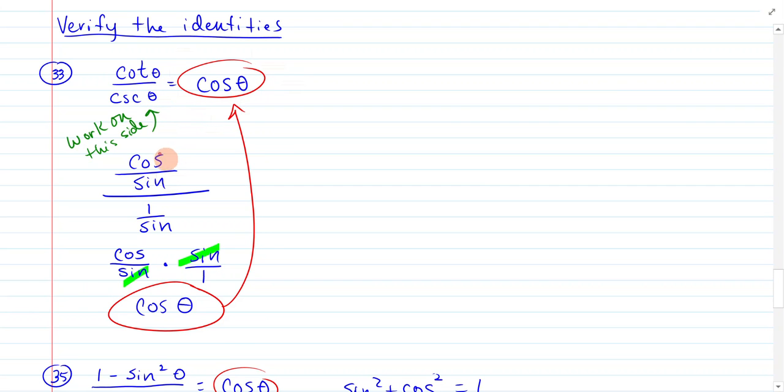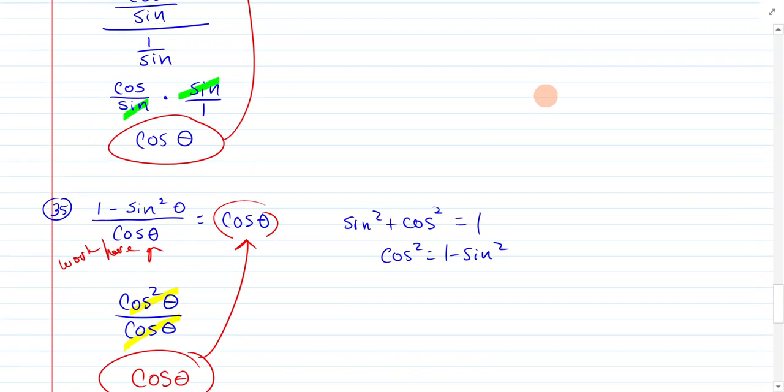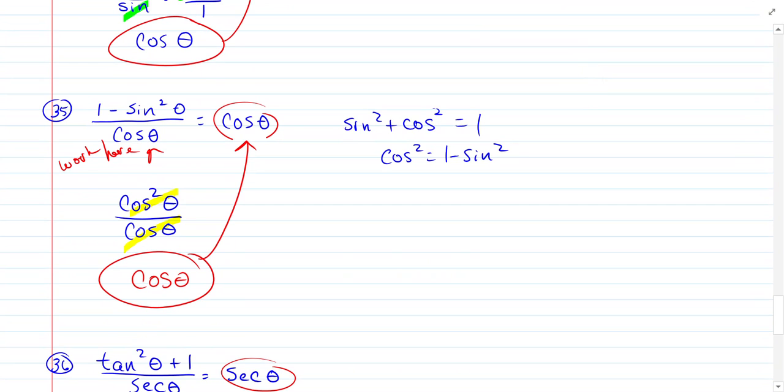So cotan is cosine over sine. Cosecant is 1 over sine. So we're going to flip this one and multiply, and the sines cancel out, and I'm left with cosine theta, which is what I was trying to get. So check on that. The next one, 1 minus sine squared theta over cosine theta equals cosine theta.